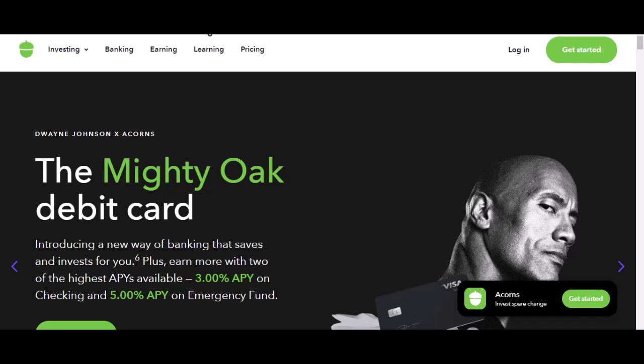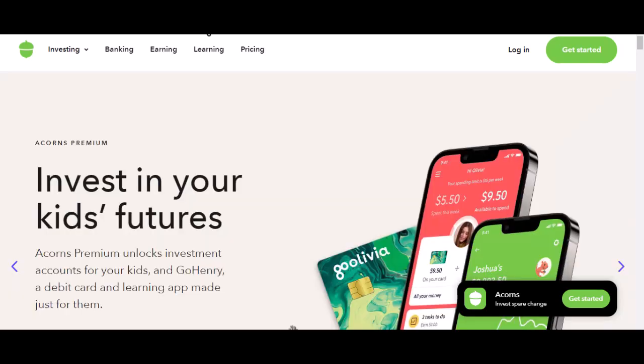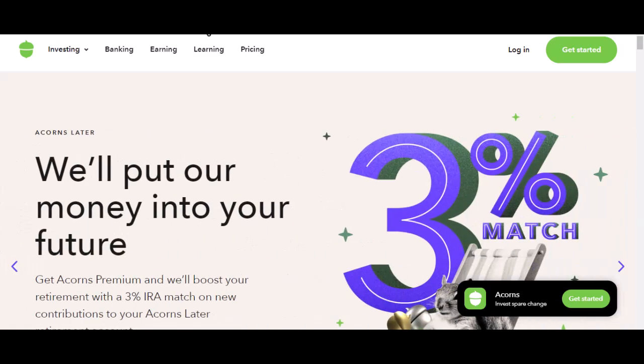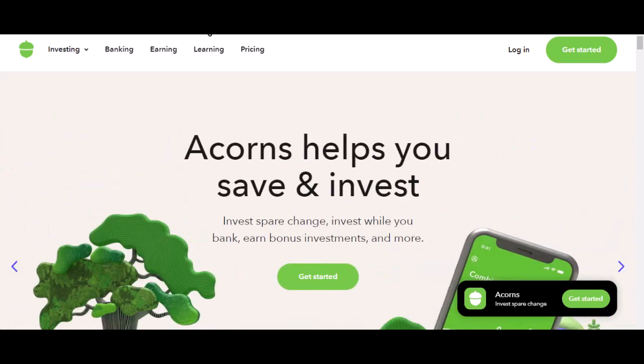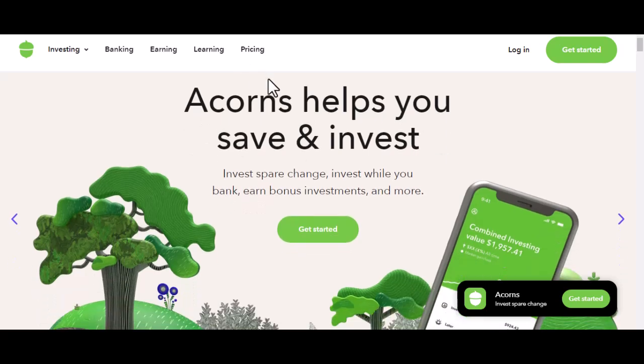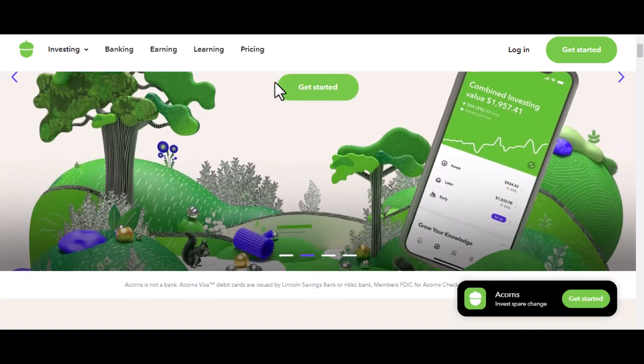Have you ever looked at your Acorns account and wondered, where did that money come from? Or maybe you're just starting out with Acorns and want to make sure your hard-earned cash is actually making its way into your investment portfolio. Well, you're not alone. Today, we're diving deep into the world of Acorns deposits and how to verify that your money is where it's supposed to be.